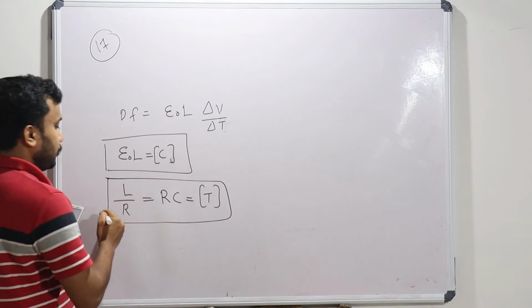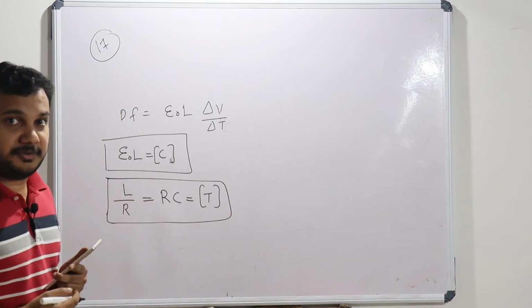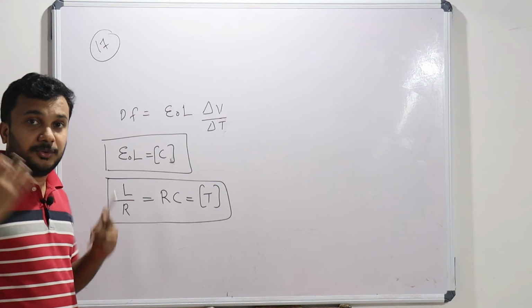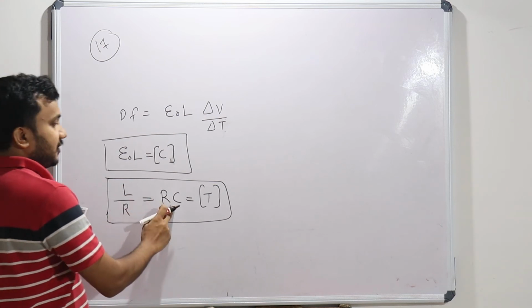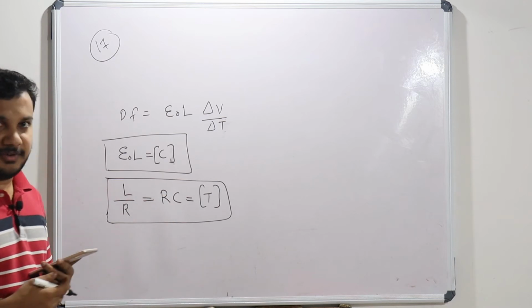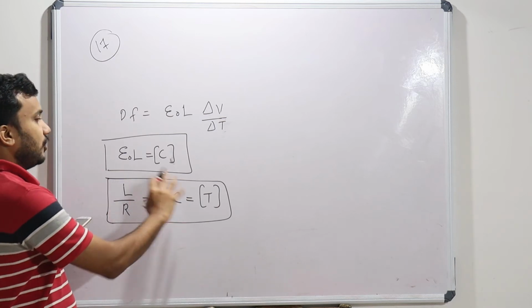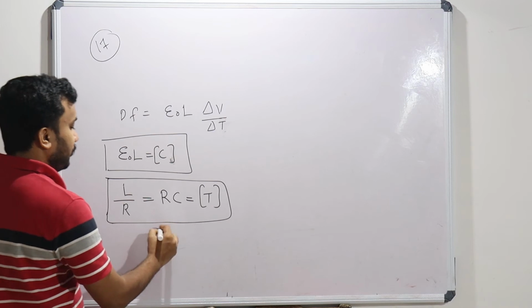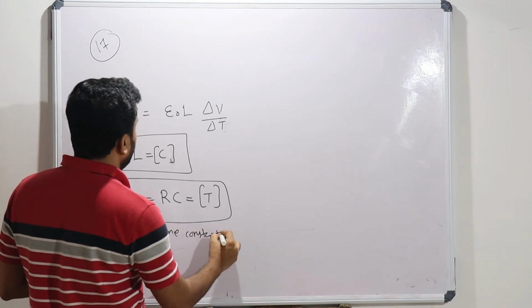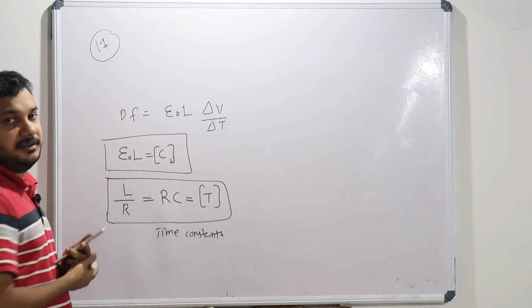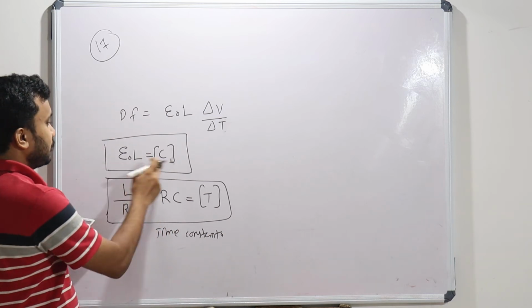Remember these two short stuff which will be helpful for us to find out the answer in a very limited time. So L by R or RC is called the dimension formula of time. So this is also called time constants. Write this down in your notebook, this is important, time constants. Epsilon 0 L is called the dimension formula of epsilon, L is called the capacitance.